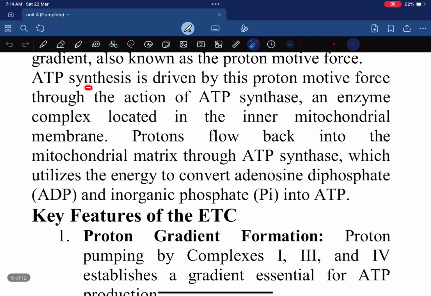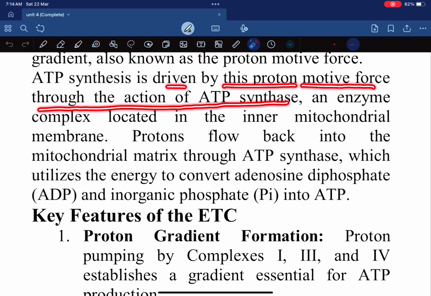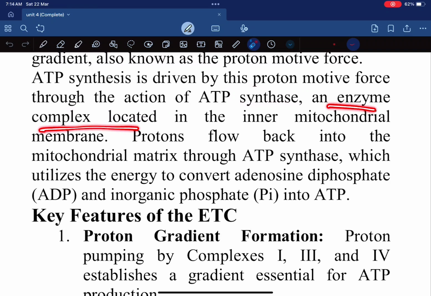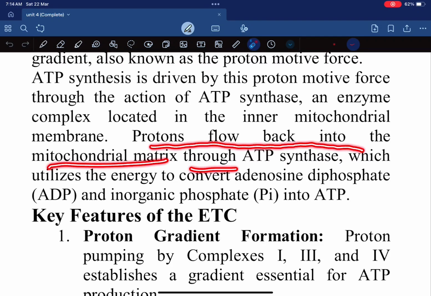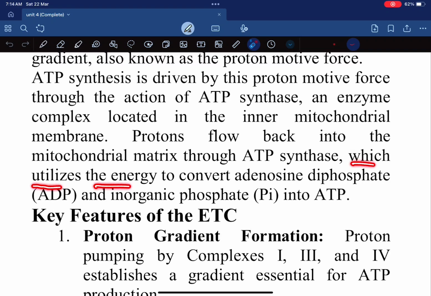ATP synthesis is driven by this proton motive force through the action of ATP synthase, an enzyme complex located in the inner mitochondrial membrane. Protons flow back into the mitochondrial matrix through ATP synthase, which utilizes the energy to convert adenosine diphosphate, ADP, and inorganic phosphate into ATP.